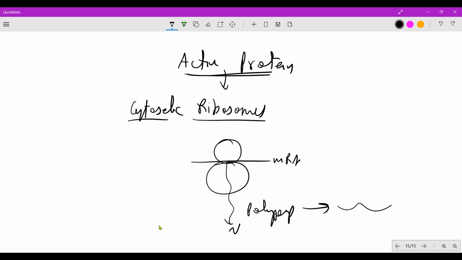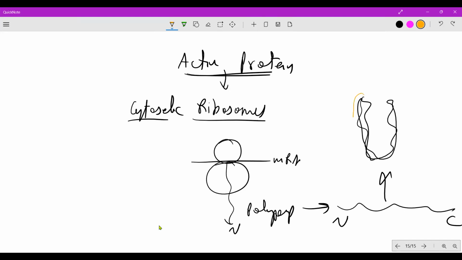फिर ये पॉलीपेप्टाइड रिलीज हो गई. This polypeptide is completed, released, N-terminus, C-terminus, and now this polypeptide folds. ये देखो polypeptide folds. किसकी polypeptide? Actin वाली polypeptide है ये. This polypeptide folds into a roughly U-shaped structure. ये देखो. And this is the actin protein.